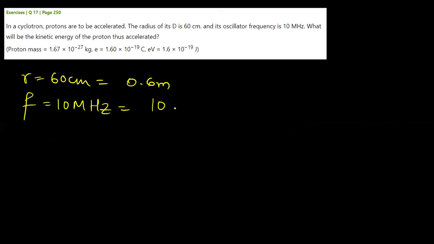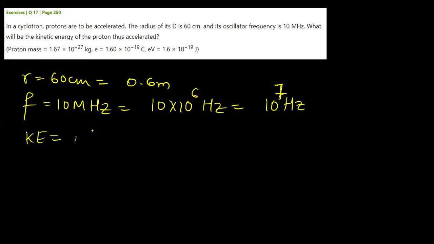In a cyclotron, protons are to be accelerated. Radius R is given as 60 centimeter, so this is 0.6 meters. And oscillator frequency is 10 into 10 raised to 6, so I can write this total as 10 raised to 7 hertz. What will be the kinetic energy?